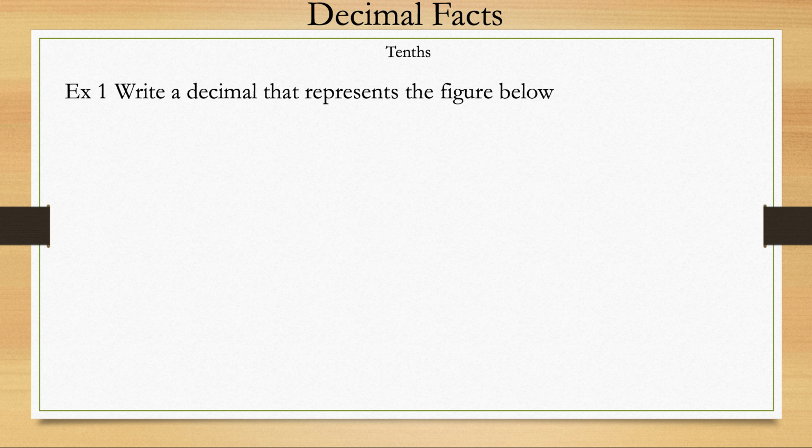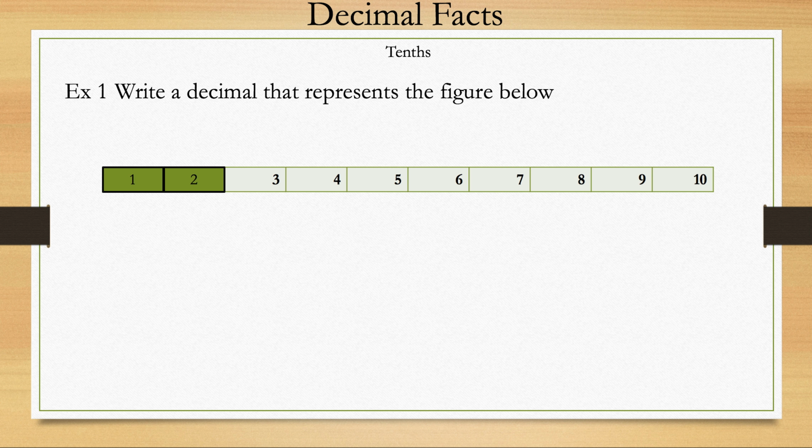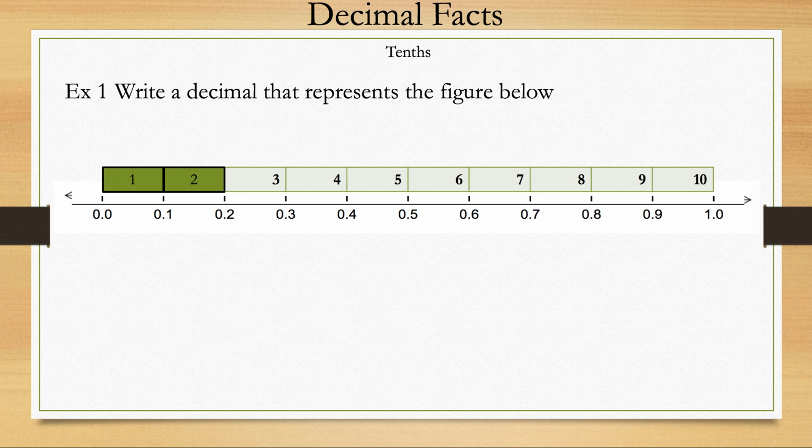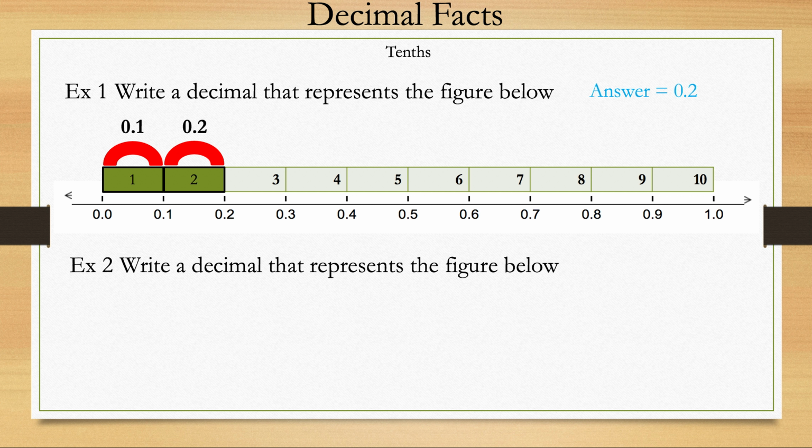So let's take a look at this figure. Remember, there's 10 sections in the number line. We have 2 highlighted. If you're not sure, let's go ahead and add the tenth number line and see how many tenths this represents. Let's go ahead and count. Put your number at 0.0 and move it 1, and you get 0.1. You move it again, and you get 0.2. Since nothing else is highlighted, that's your answer. Your answer is 0.2.